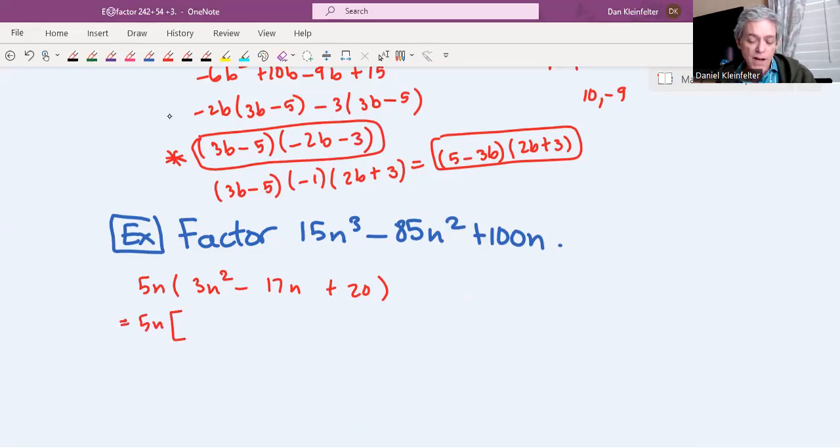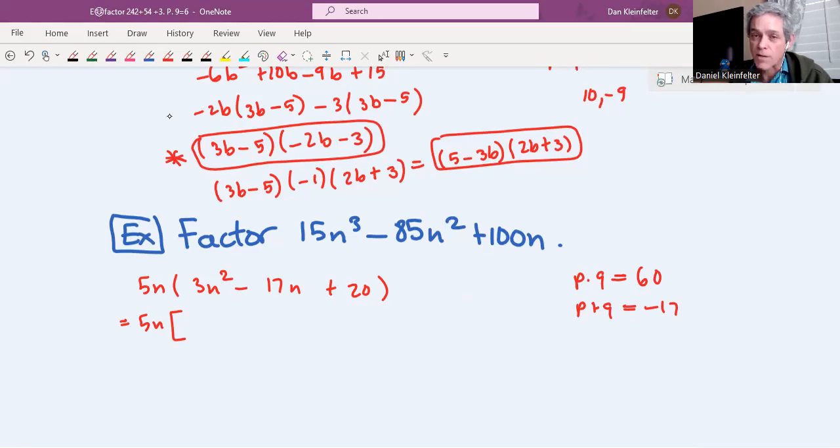And so inside we've got 3 and 20. So we need two numbers that multiply to be 3 times 20, or 60, and they need to add up to be negative 17. Okay, so numbers that multiply to be 60, and they have to add up to something negative. So we're looking for two numbers that are both negative, so that their product will be positive and their sum will be negative. So two numbers, negative, multiply to 60. Factors of 60 would be like 10 and 6, 15 and 4.